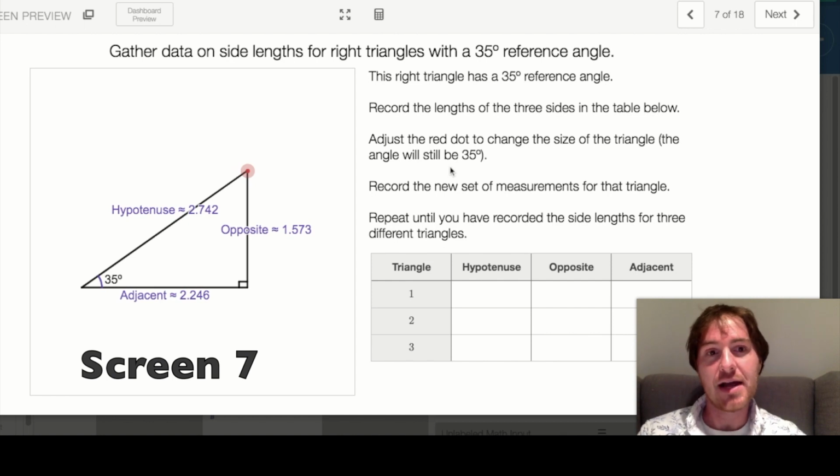Record the lengths of the three sides in the table below. Adjust the red dot to change the size of the triangle. The angle is going to stay 35 degrees. Record the new set of measurements for that triangle. Repeat until you've recorded the side lengths for three different triangles. All right, anyways, let's let this be triangle number one, the default one that's given to you. I assume it's the same one given to you as was given to me. So let's write the measurements down.